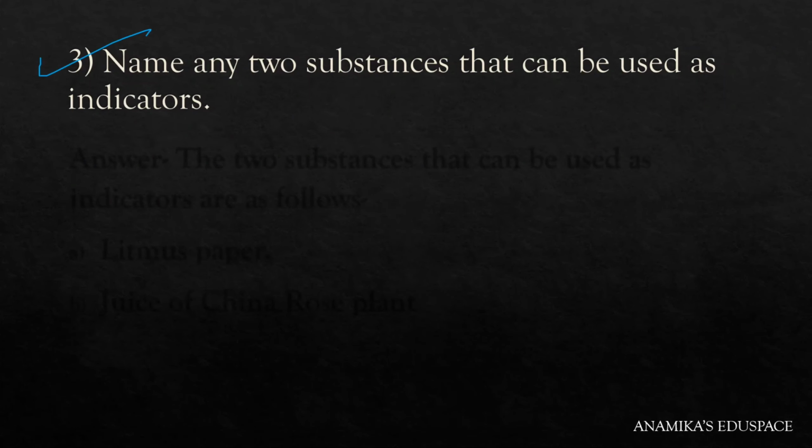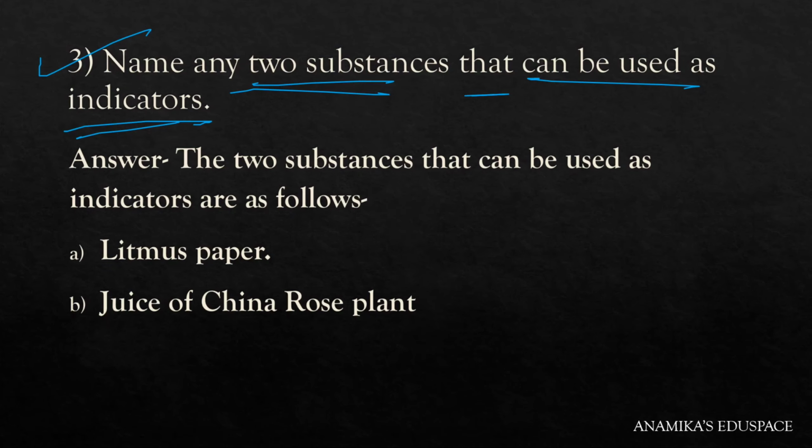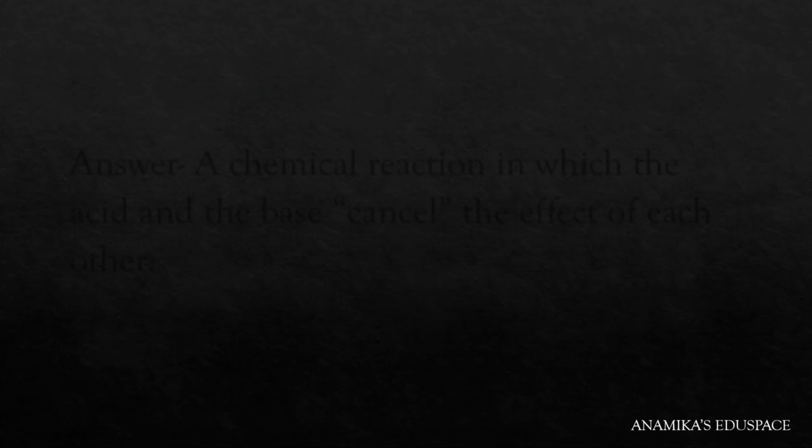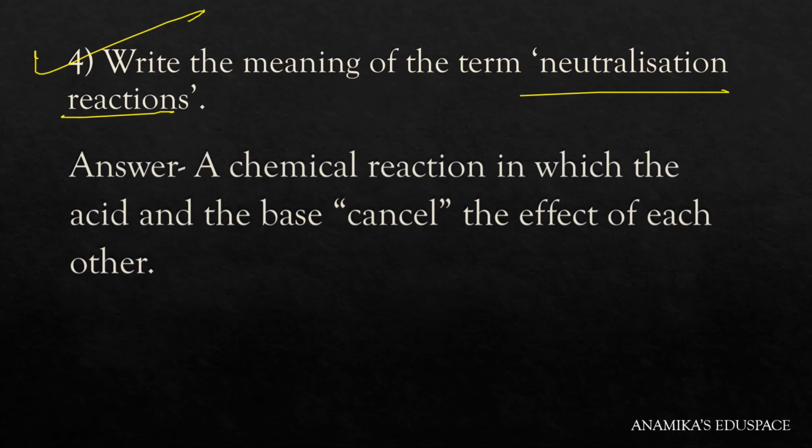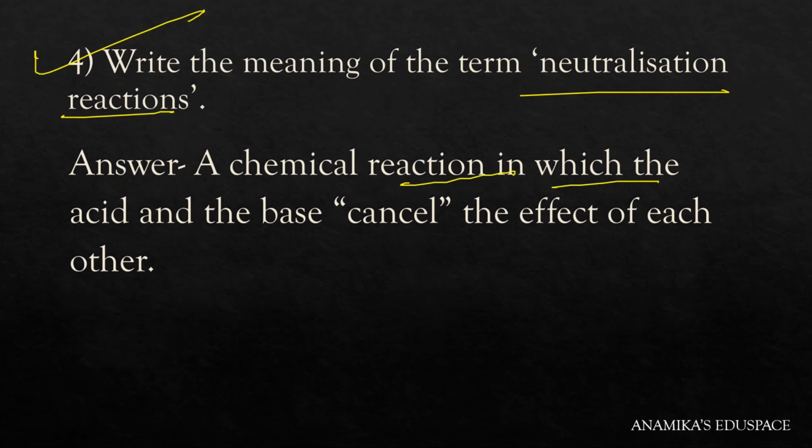Question number 3. Name two substances that can be used as indicators. Answer. The two substances that can be used as indicators are as follows. Litmus paper, and number 2 is juice of the China rose plant. Question number 4. Write the meaning of the term neutralization reaction. Answer. A chemical reaction in which the acid and the base cancel the effect of each other is known as a neutralization reaction.